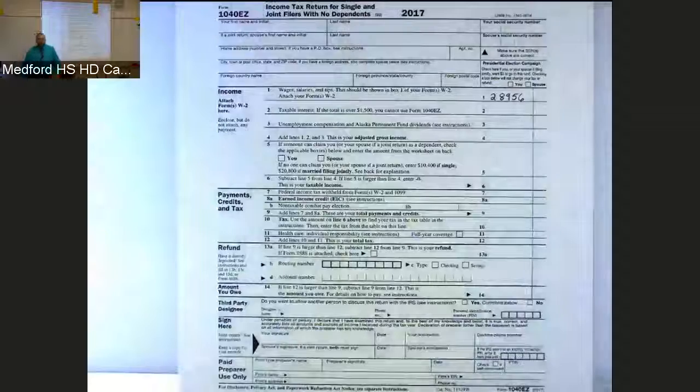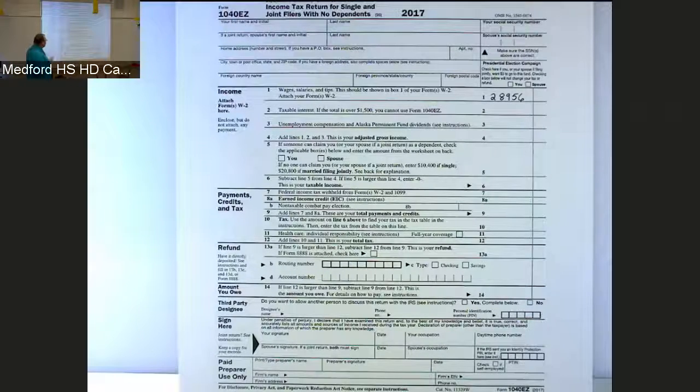Line 2 is taxable interest. And then there's a little note there that says if the total of your taxable interest is over $1,500, you can't use this form. If you have money in a savings account at 0.5% APY, you have to have a lot of money in a savings account to earn over $1,500 a year. 0.5%, that's like 5 cents, not even 0.5 cent on $100 a year. You don't get much interest in savings.